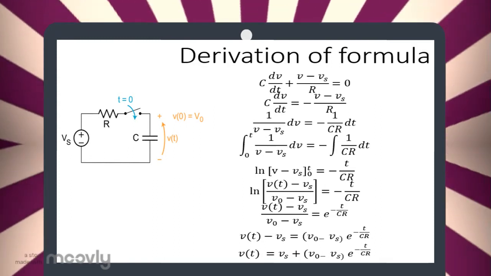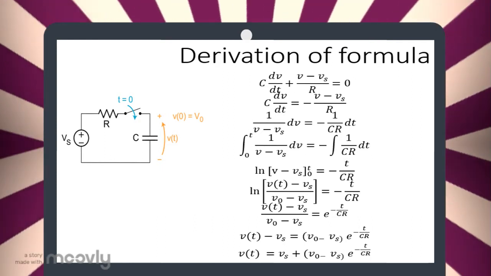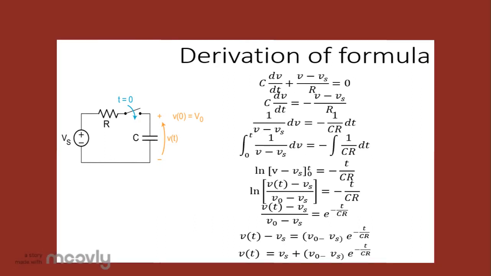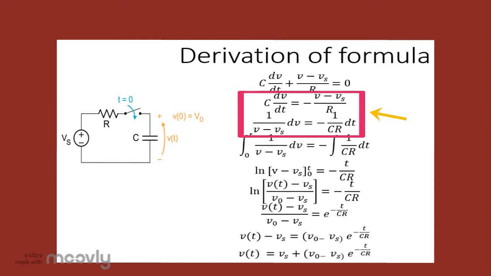Based on this circuit, there is only a capacitor, a resistor, and a voltage source. Since the circuit is in series, the current flowing through the resistor and the capacitor is the same. So the formula is C dV/dt plus (V minus Vs)/R equals 0. We just rearrange this equation to become dV/(V minus Vs) equals negative 1/(CR) dt.